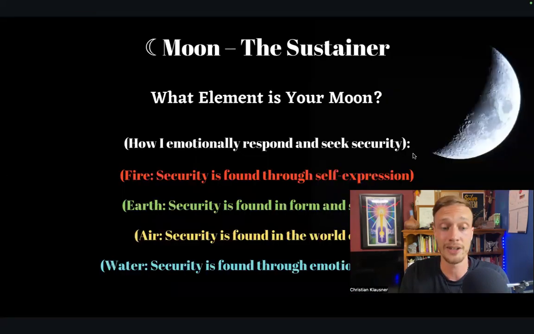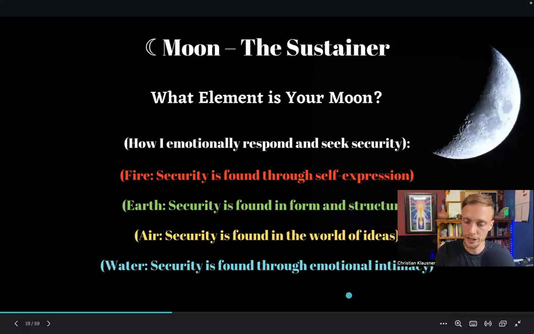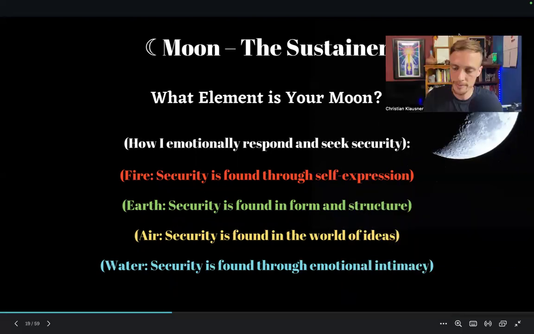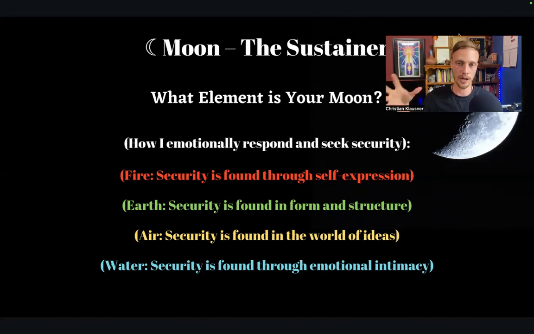So I think we're going to end it here, but where interpretation comes in is in understanding the elements more broadly, and then more specifically, the sign. So the broad thing is, if your moon is in a fire sign and the moon represents how you emotionally respond and seek security, then if it's in a fire sign, security is found through self-expression, through inspiration. If it's in earth, it's found in form and structure and the things you can touch and experience with your senses. If it's in air, security is found in the world of ideas and communication, mental relationships with others. If it's in water, then security is likely found through emotional intimacy.